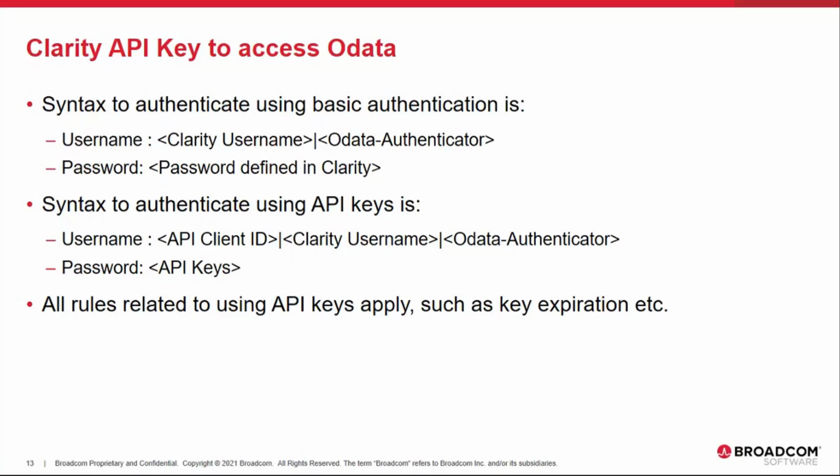However, if you're going to use the API keys, the syntax is slightly changed, and now you need to pass an additional value, and that is the API client ID. This is the same client ID that the administrator would define in Clarity under the modern UX administration. The syntax is the API client ID followed by the pipe sign, then the username, the pipe sign, and then the OData authenticator. The password is going to be your actual API key itself that is generated by the system, so that each end user will have their own API key.